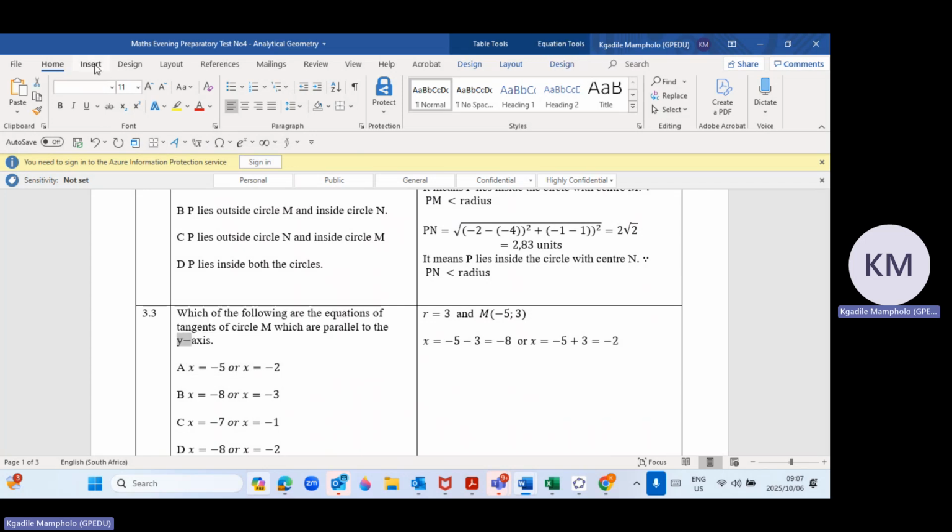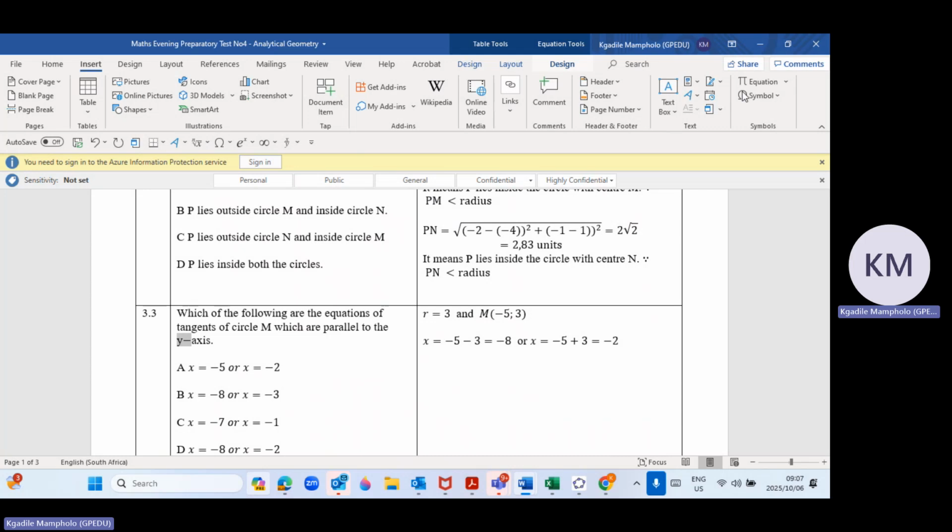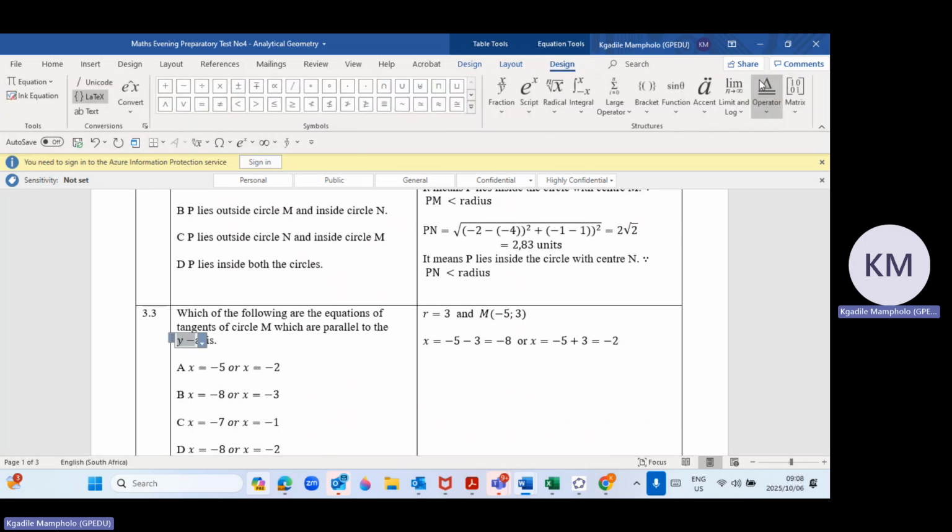The equation of the tangents of circle M, which are parallel to the y-axis. So we know that the lines which are parallel to the y-axis are perpendicular to the x-axis. It means the x does not change. It means x is the same everywhere.